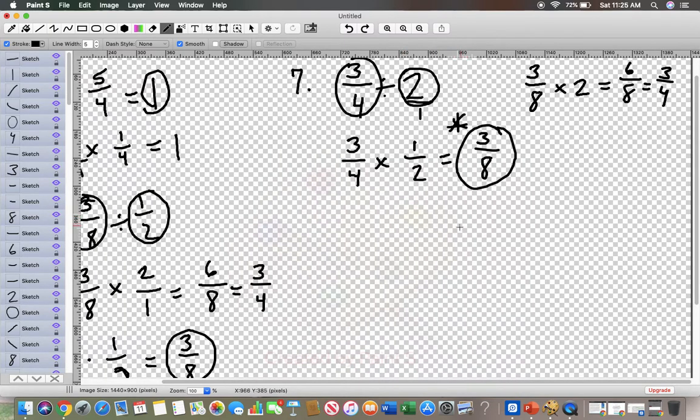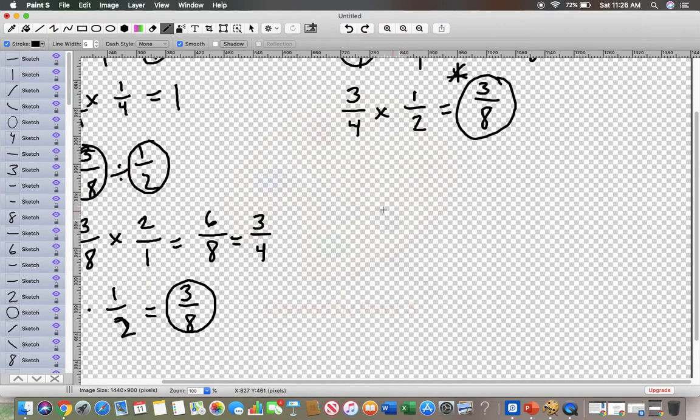I'm on page 282 now. Let's do number 8. That's one of your homework problems. You're doing the evens tonight. 3/5 times what will be equal to 1? Well, remember, any number times its reciprocal will always give me 1.